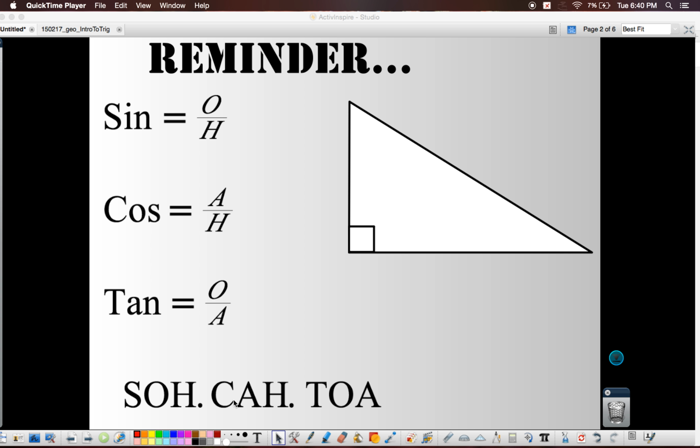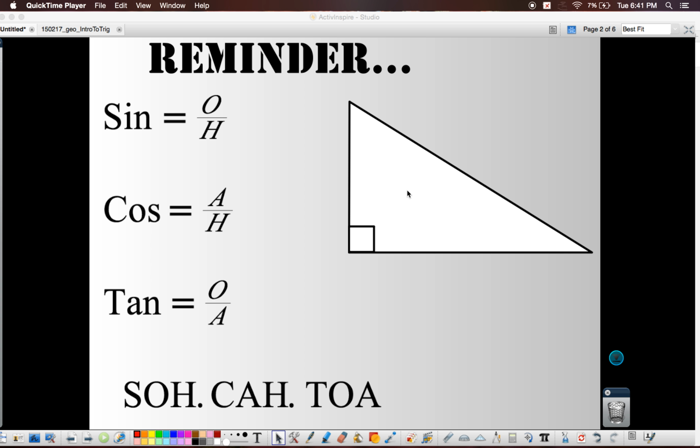Cosine is adjacent over hypotenuse. Okay, again, just a way to remember it. And tangent is just opposite over adjacent. Okay, you have to remember these terms: sine, cosine, tangent, opposite, hypotenuse, and adjacent. So let's look at this right triangle right here, right? Now keep this in mind that we're only using these trig ratios for right triangles.